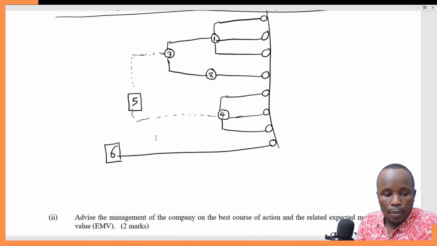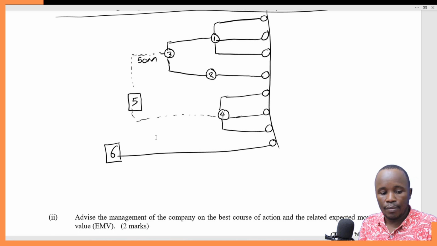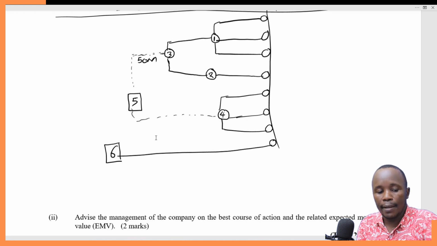Now, to test the market, you require 50 million. If you want to test the market, you require 50 million. So my 50 million should appear in my tree.